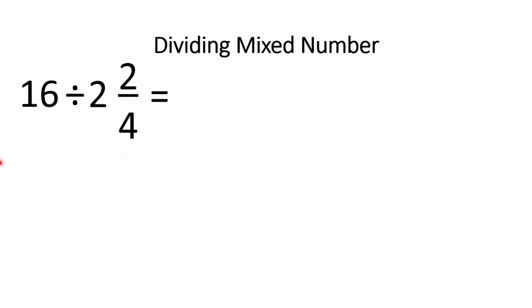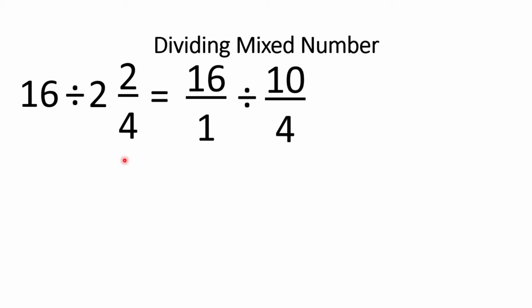In our given, we have a whole number and a mixed number. First, we need to change these into fractional form. 16 as a whole number will be 16 over 1. Then 2 and 2/4 will be 10 over 4. Now we have changed our given into fractional form. We can now proceed with our steps in dividing mixed numbers.